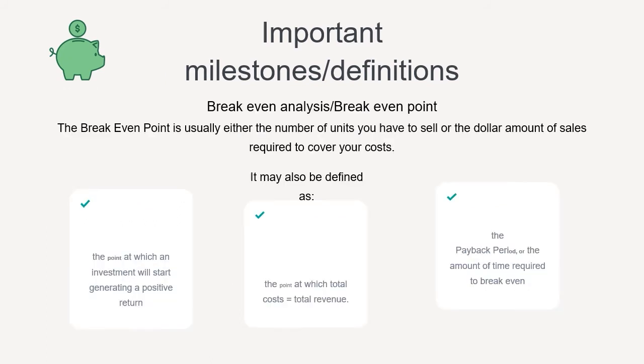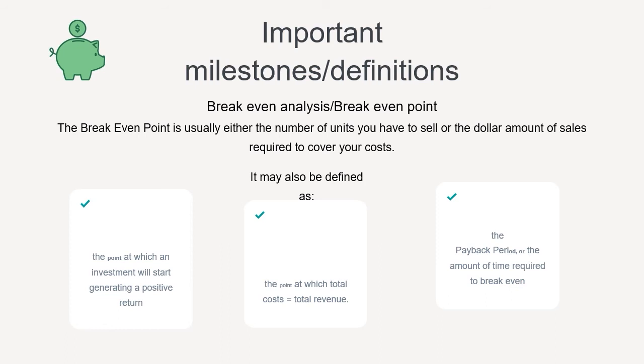Break-even analysis, break-even point. This analysis is a common tool used in a solid business plan. The formulas for the break-even point are relatively simple, but it can be difficult coming up with the projected sales, selecting the right sale price, and calculating the fixed and variable costs. The break-even point is usually either the number of units you have to sell or the dollar amount of sales required to cover your costs. It may also be defined as: A. The point at which an investment will start generating a positive return. B. The point at which total costs equal total revenue. C. The payback period, or the amount of time required to break even.